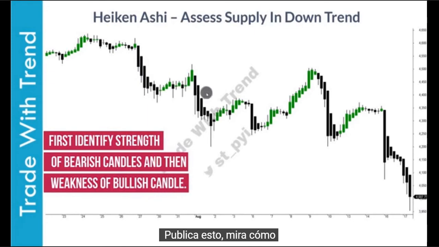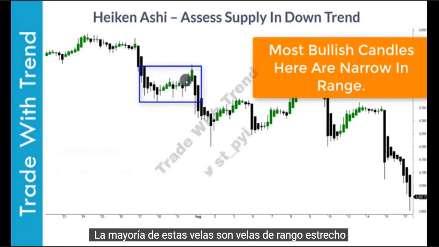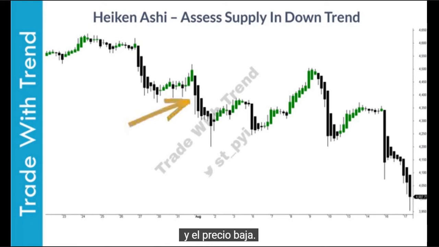Post this, look at how weak bullish candles show up on the chart. Most of these candles here are narrow range candles accompanied with indecision candles. Clearly there is no sign of price moving up here. At this point, you again get two initiation candles and price moves lower.